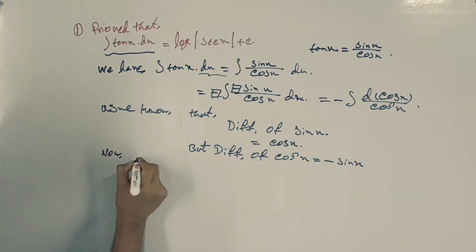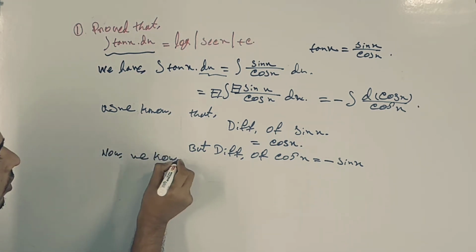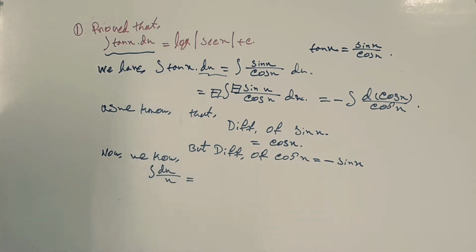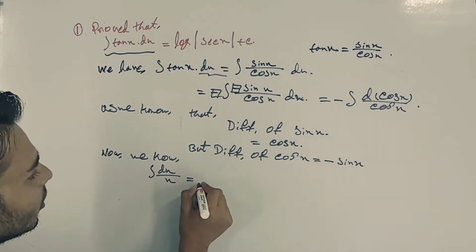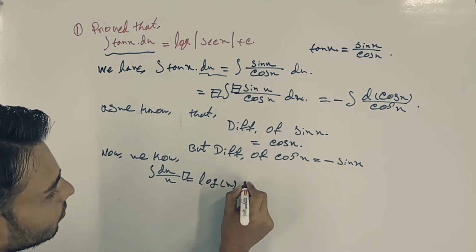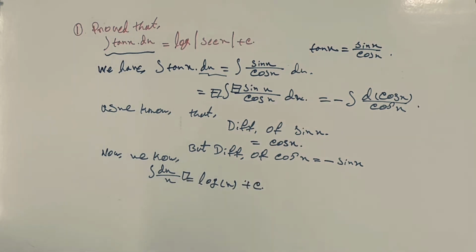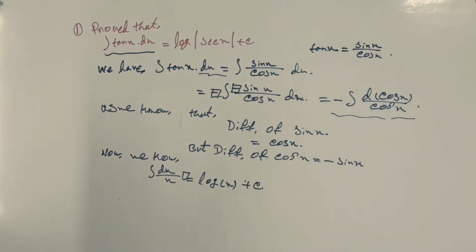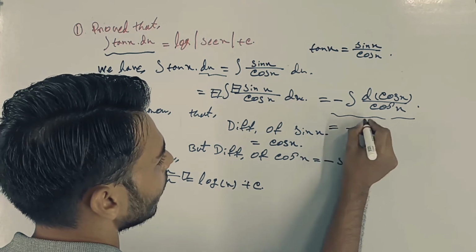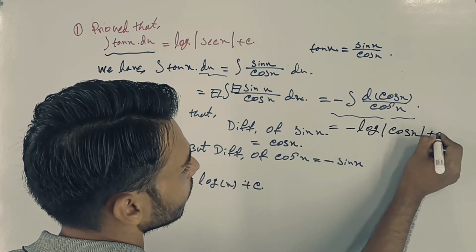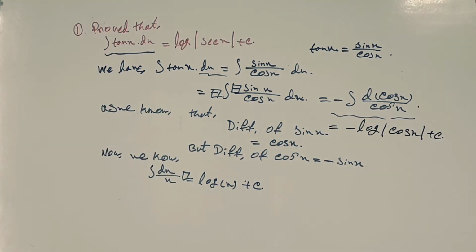So now we know that the integration of dx by x equals how much? It's very easy: log x plus c. That's it. Also watch my previous videos, all those links you can find at the i button, or in the last answer. So now minus of log of cos x plus c, that's it.